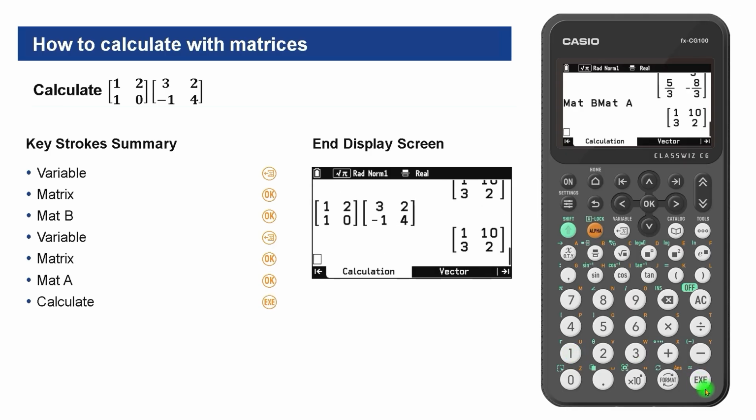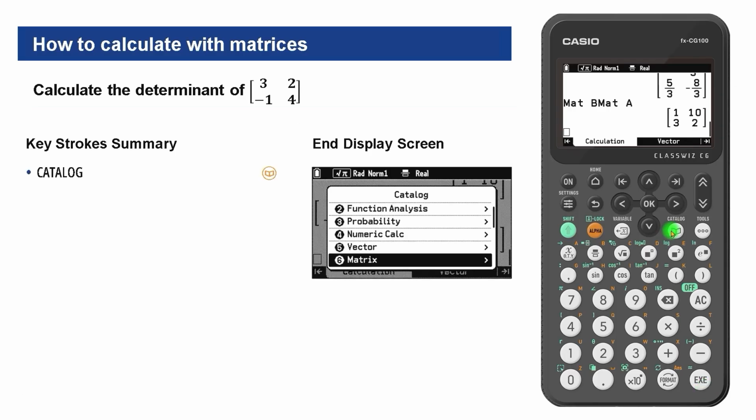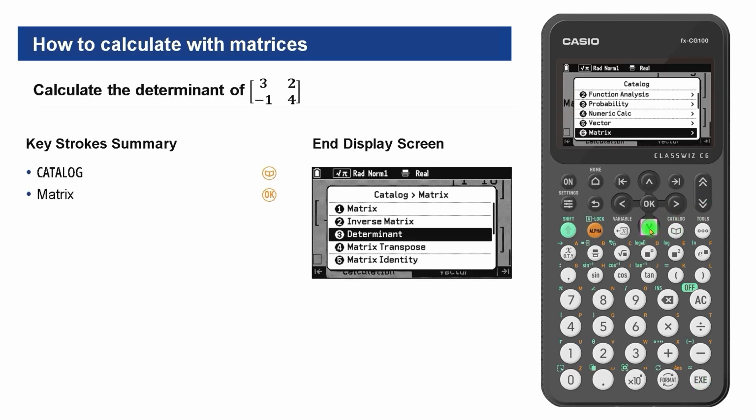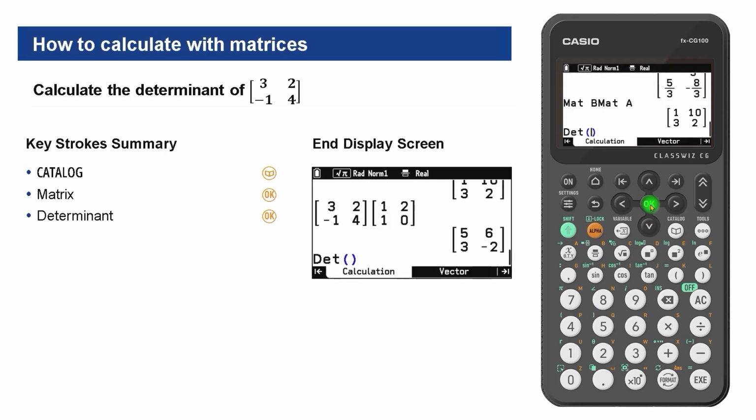Directly entered matrices can also be multiplied without the multiplication symbol. Notice though that the order of multiplication is important. Determinants of matrices can also be found. Press Catalog and select Matrix as before. Now select Determinant to display the template.